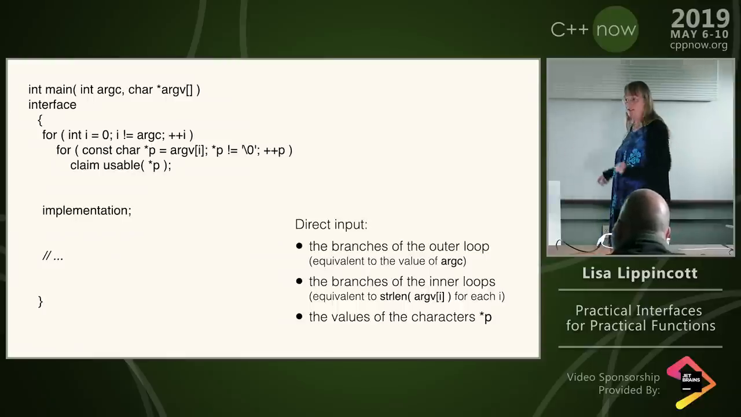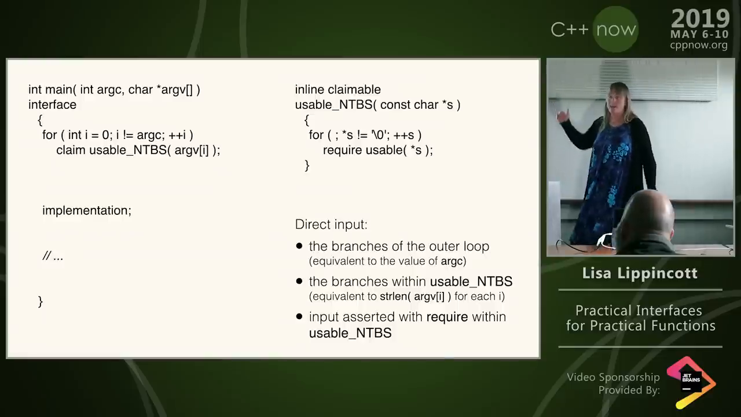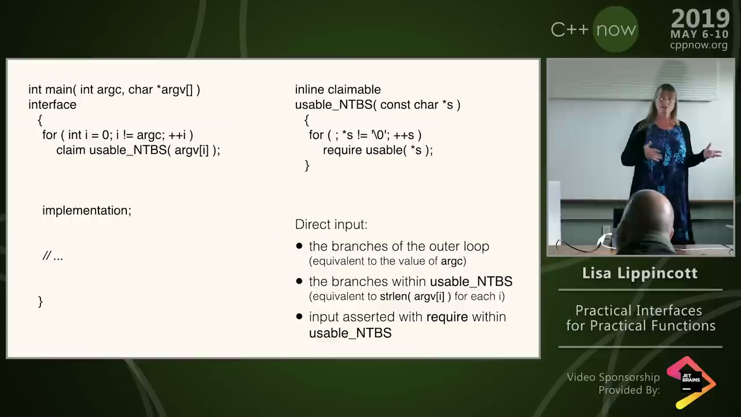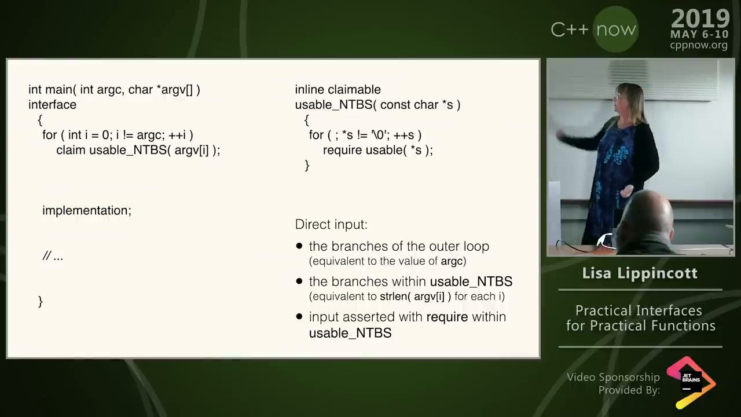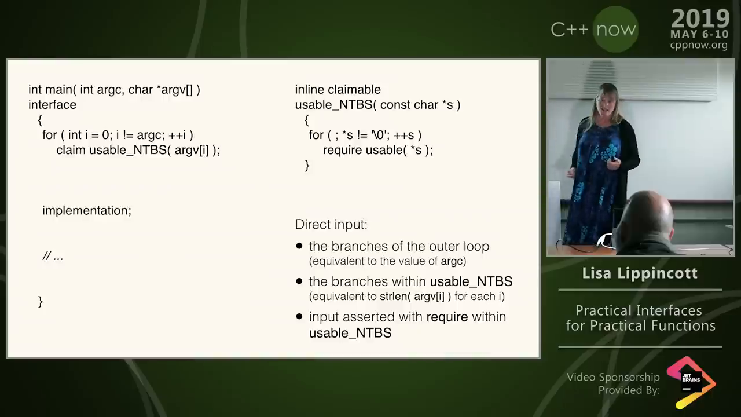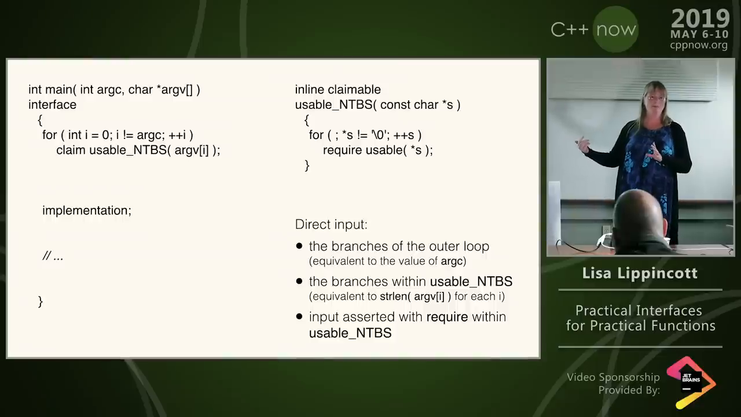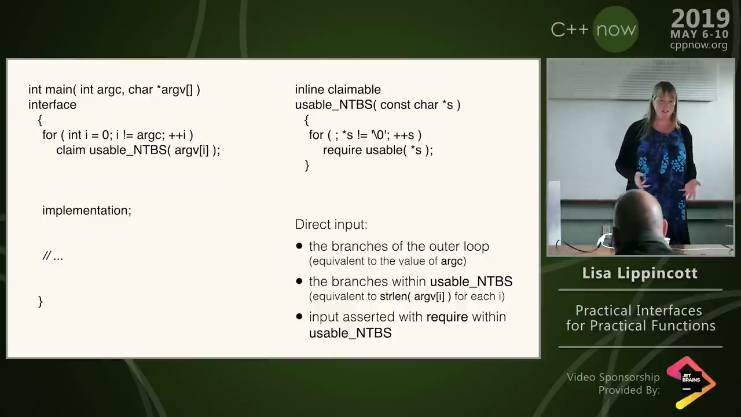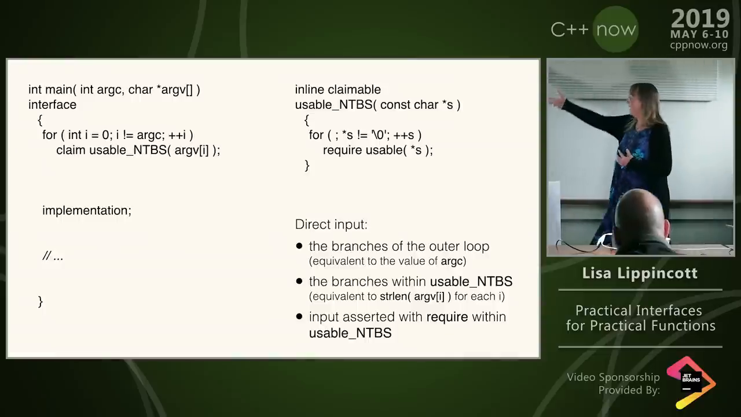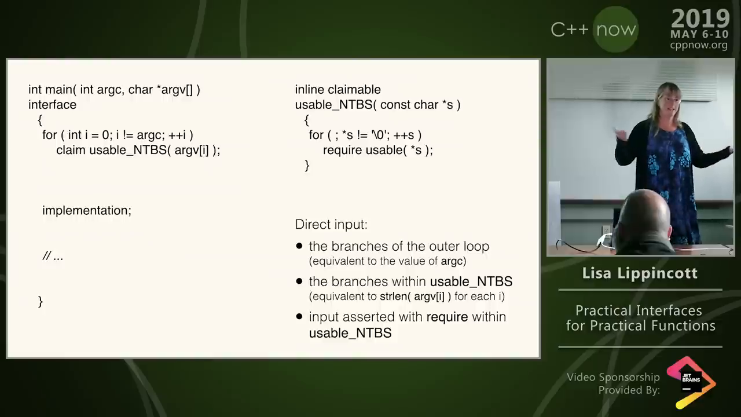We can get some of this stuff out from underfoot by using a function. I'm going to use claimable functions to let us move assertions out of the scope of our interface, but still treat them as directly claimed. So here, require inside of a claimable function means that whatever function claimed this claimable thing is directly claiming the required bit here. So we haven't changed what the direct input is. We've just taken a common pattern and made a function out of it. And that helps us be a little abstract. We're going to be seeing a lot of usable NTBS today because C.